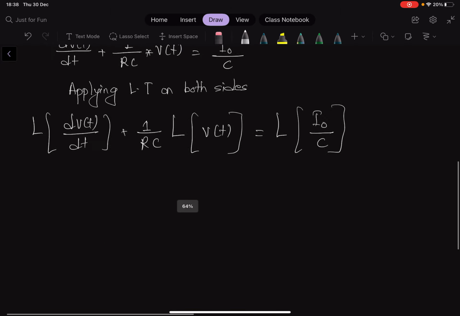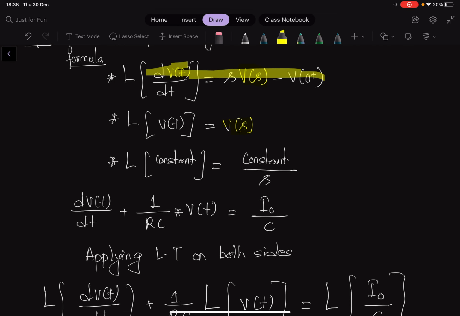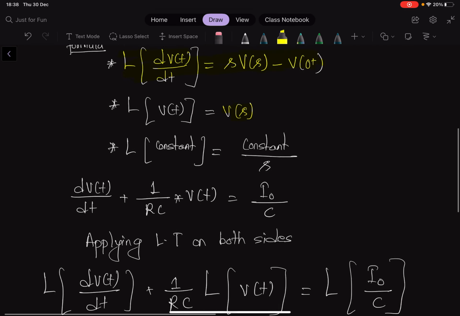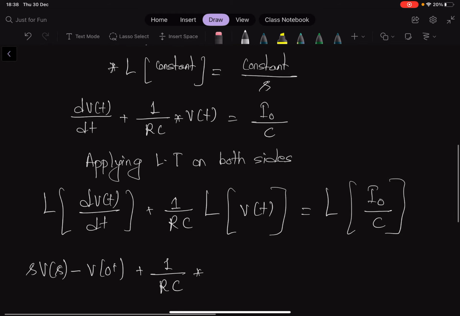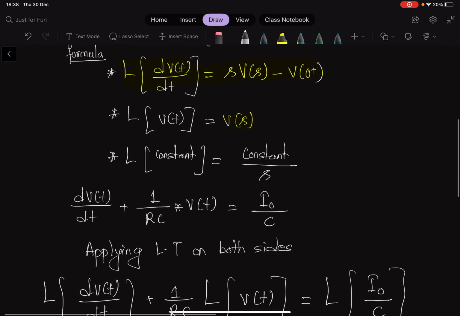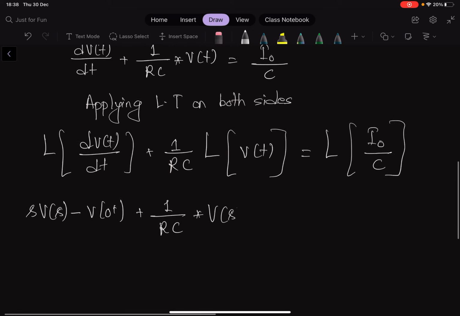since there is no variable here, we need to use our constant Laplace. So what are we going to get now? We know the derivative formula here; we can clearly see the Laplace of the derivative is going to be sV(s) minus v(0) plus 1 over RC, and then the Laplace of v(t) is going to be V(s). So we're going to get V(s), and the Laplace of the constant is going to be the constant over s.